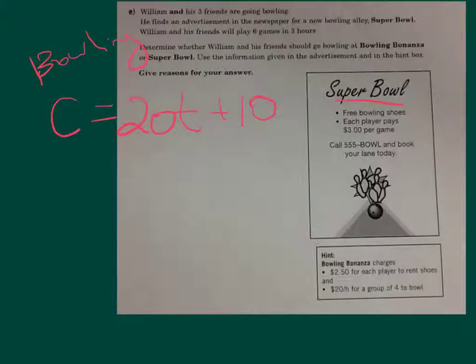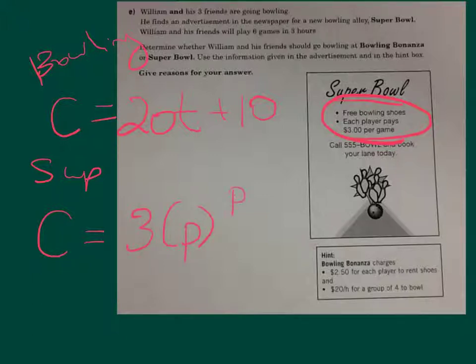And for the Super Bowl, it says it's just $3 for a game for each player. So the cost here has nothing to do with time. The cost is $3 times players. So it would be hard to compare these two. They're both about cost, so C is cost and C is cost, but this one's about time played and this one is about the number of players.